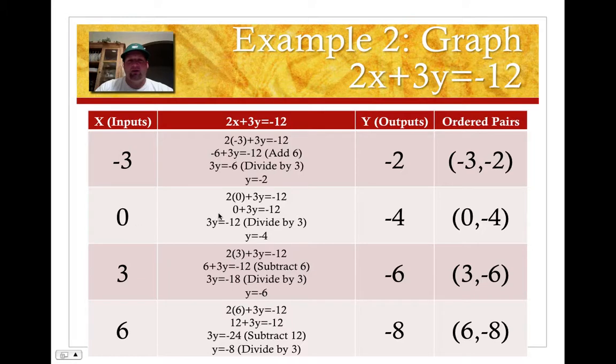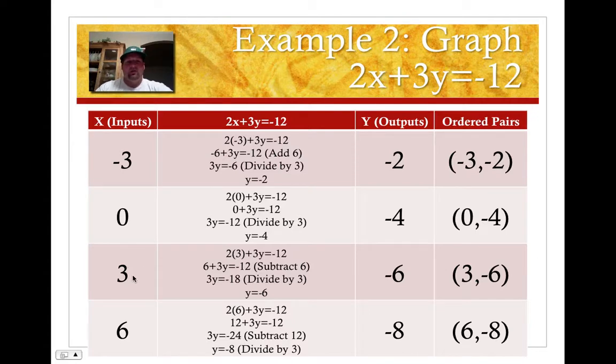0 is really common, especially when you're plugging these things in. Sometimes 0 will give you some fast computations here. So plug in 0. 2 times 0 plus 3y equals -12. Of course, anything times 0 gives me 0, and 0 plus 3y just gives me 3y. Okay, so next step is just to divide by 3, and I get -4. Divide by 3 on both sides. Remember, to keep it balanced, whatever you do to one side, you must do to the other side. Input 0, output -4, ordered pair 0, -4.